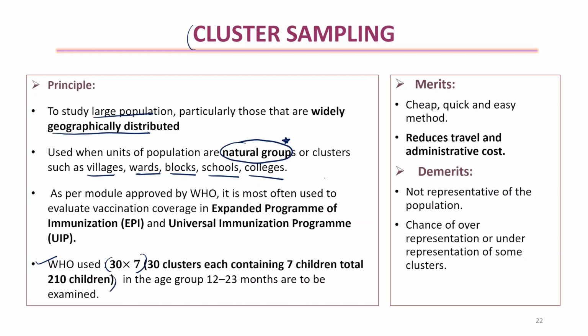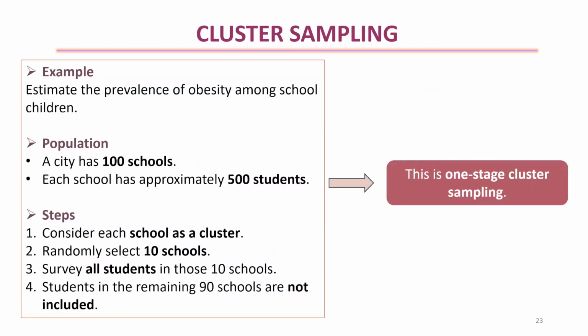So, the major advantage is it reduces the travel and administrative cost. It is a cheap, quick, and easy to do method. The demerits are the selected clusters may not perfectly represent the whole population. It can over represent or under represent, so the estimate may be slightly less precise compared to simple random sampling. Now let's see how it actually works with an example.